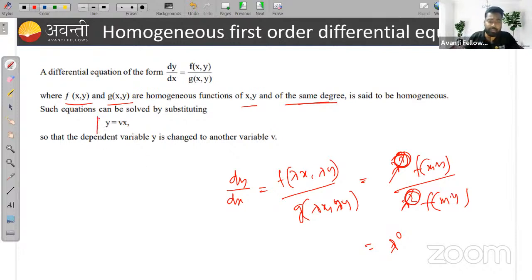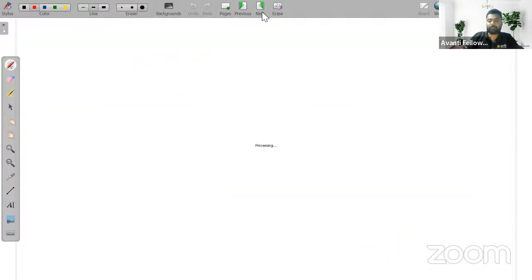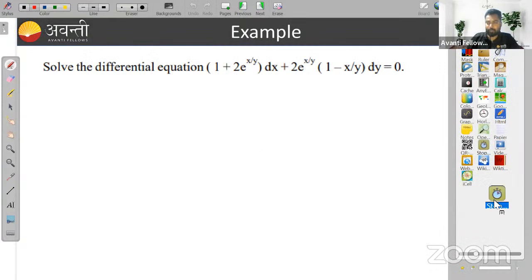So how can we solve this type of equations? By substituting y is equal to vx, remember, so that the dependent variable y changes to another variable v. Let's see an example here. Solve this differential equation by using the homogeneous method. First check whether it is a homogeneous equation or not. Yes, it is a homogeneous equation. So let's solve this by substituting y is equal to vx, and you have 1 minute for this question. Your time starts now.